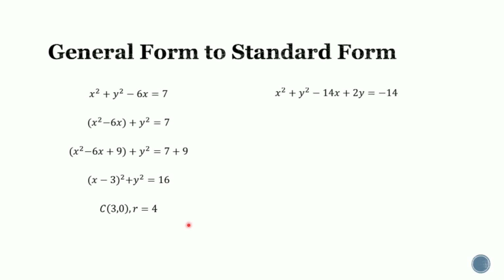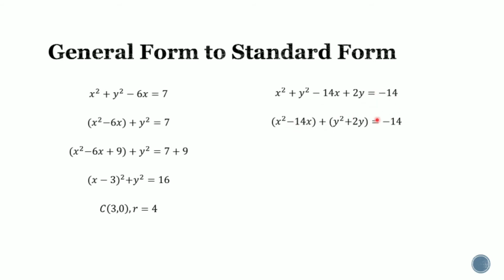So we have another example: x^2 + y^2 - 14x + 2y = -14. As we did here, we must also combine like terms. So x^2 - 14x and y^2 + 2y. You just copy the add sign and copy their signs.